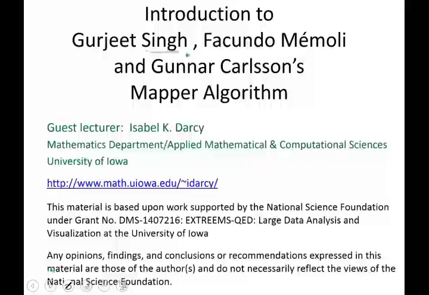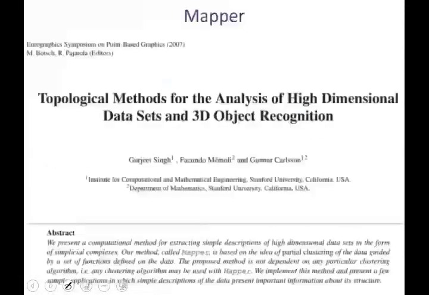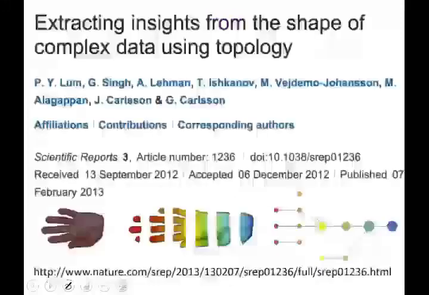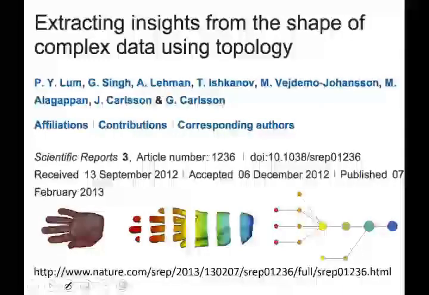Introduction to Singh, Memoli, and Carlsson's MAPPER algorithm. MAPPER was described in their 2007 paper, Topological Methods for the Analysis of High-Dimensional Datasets and 3D Object Recognition. We will use the introductory example in the Lum et al. paper, Extracting Insights from the Shape of Complex Data Using Topology.